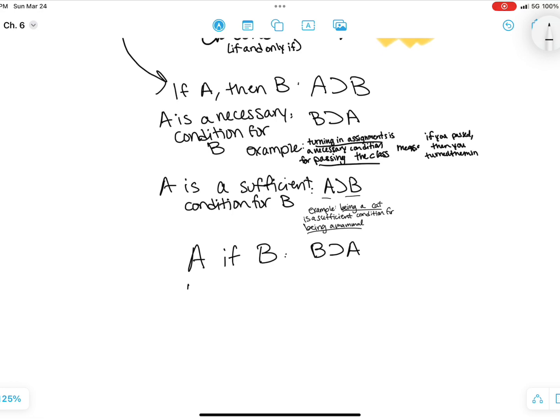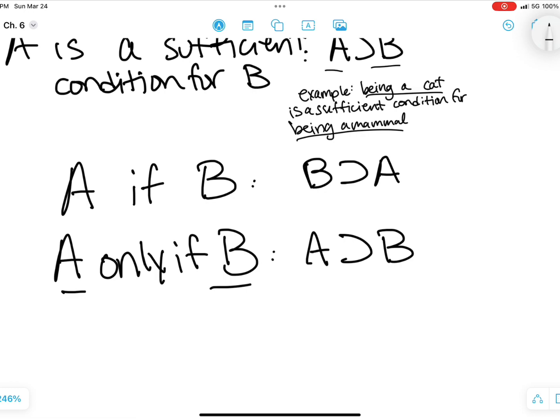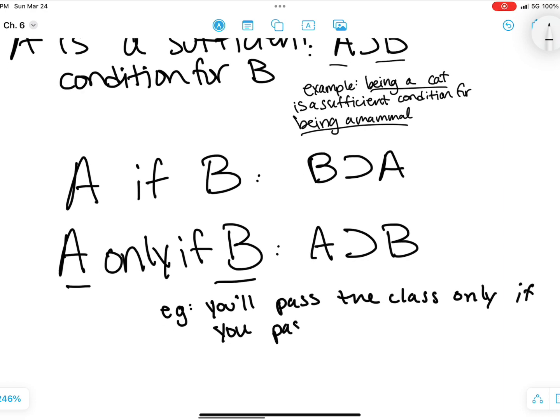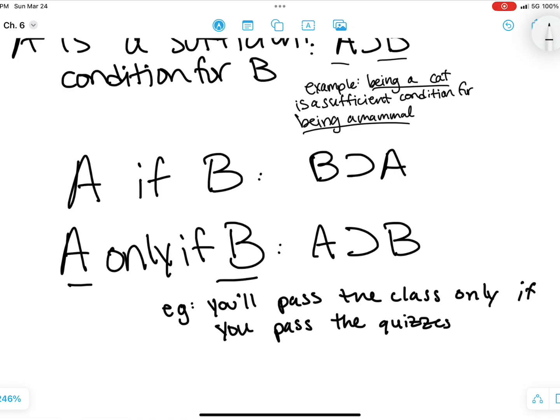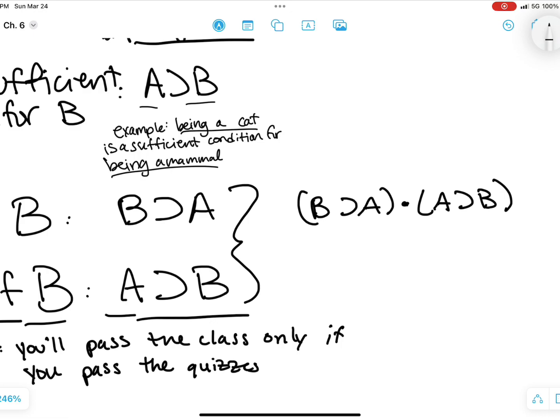The equivalence relation combines an if and an only if. So A, if and only if B. So what is an only if? If we hear the sentence A, only if B, then we would translate that as A horseshoe B. Let's think of an example to explain why. Here's a sentence: you'll pass the class only if you pass the quizzes. If I told you that, what would I mean? I would mean that if you pass the class, then you must pass the quizzes. And so that's what A, only if B, means, and A, if B gets translated the opposite way, B horseshoe A.